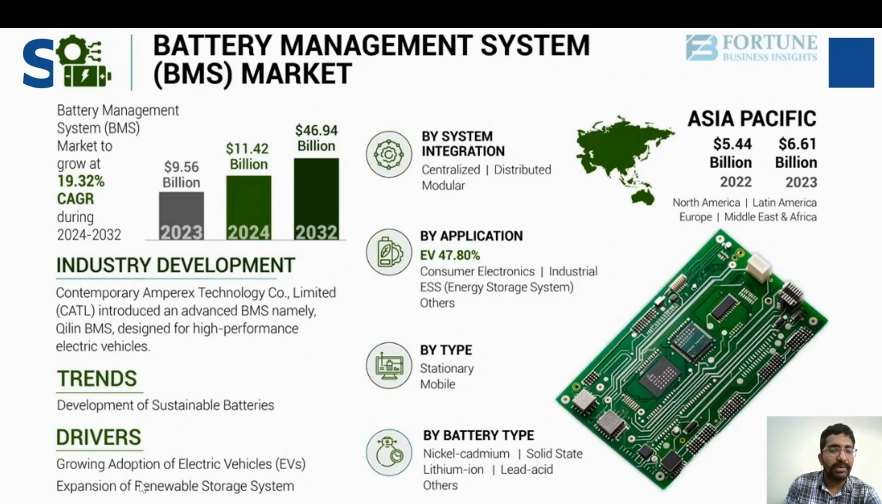Then what are the drivers? Growing adoption of electric vehicles. Day by day people are getting awareness about the cost effective way of commutation or mobility. So they are increasing the dependency on electric vehicles and reducing the dependency on fossil fuel based or crude oil based mobility systems. Then expansion of renewable energy storage is also there. So overall the ecosystem is going greener day by day.